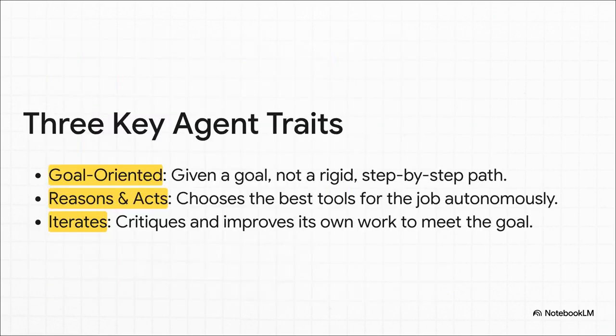So this whole self-directing ability gives an agent 3 really important traits. First, it's goal-oriented. You don't micromanage it with a path. Second, it can reason and act, which means it can pick its own tools for the job. And third, this is a big one, it can iterate. Remember how you had to go back and fix the prompt for that social media post? An agent does that itself. It can look at its own work, say, that's not quite right, and then try again and again completely on its own until it achieves the goal you gave.